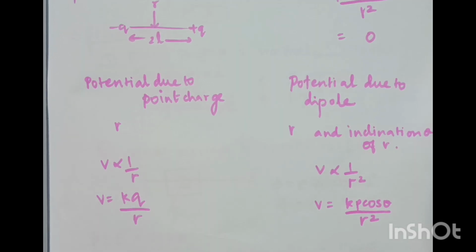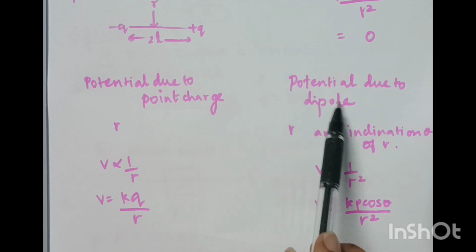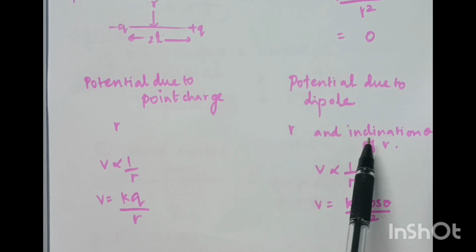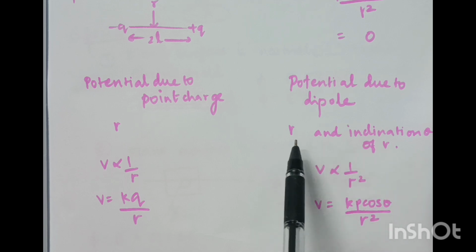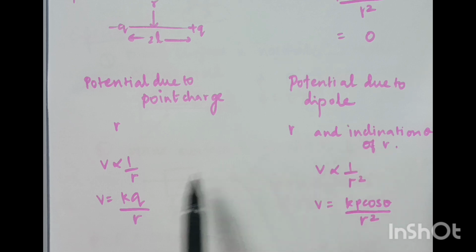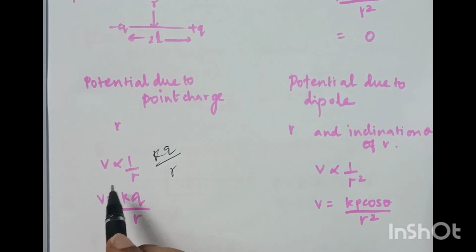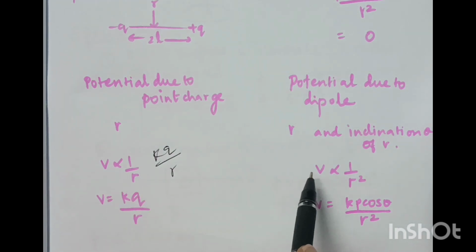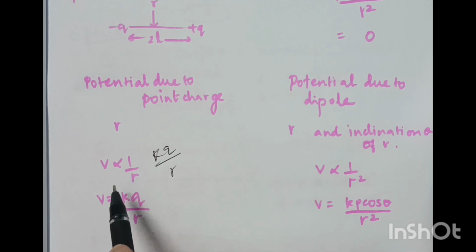Potential due to a point charge and potential due to a dipole, we are seeing the differences. Potential due to a point charge is kq by r, so it is dependent on r. Potential due to a dipole is dependent on both r and the inclination of r. We have just now seen the theta, so it is dependent on theta also. There we have seen it is kq by r, so it is inversely proportional to r. Here the formula is k p cos theta by r square, so V is inversely proportional to r square. Here it is inversely proportional to r, and here it is inversely proportional to r square. So here the formula is shown.